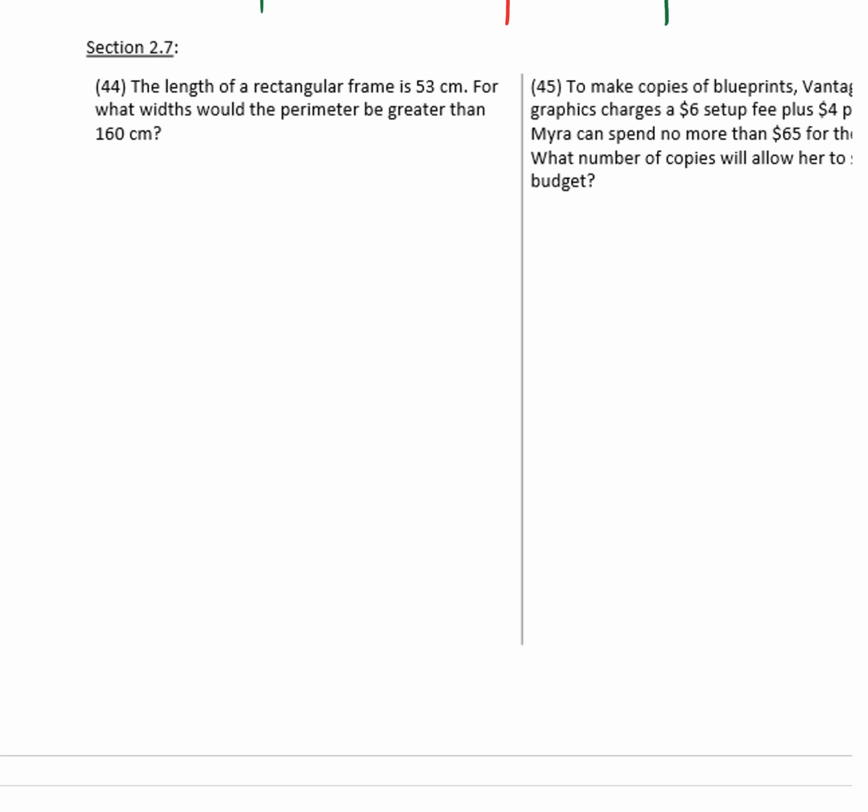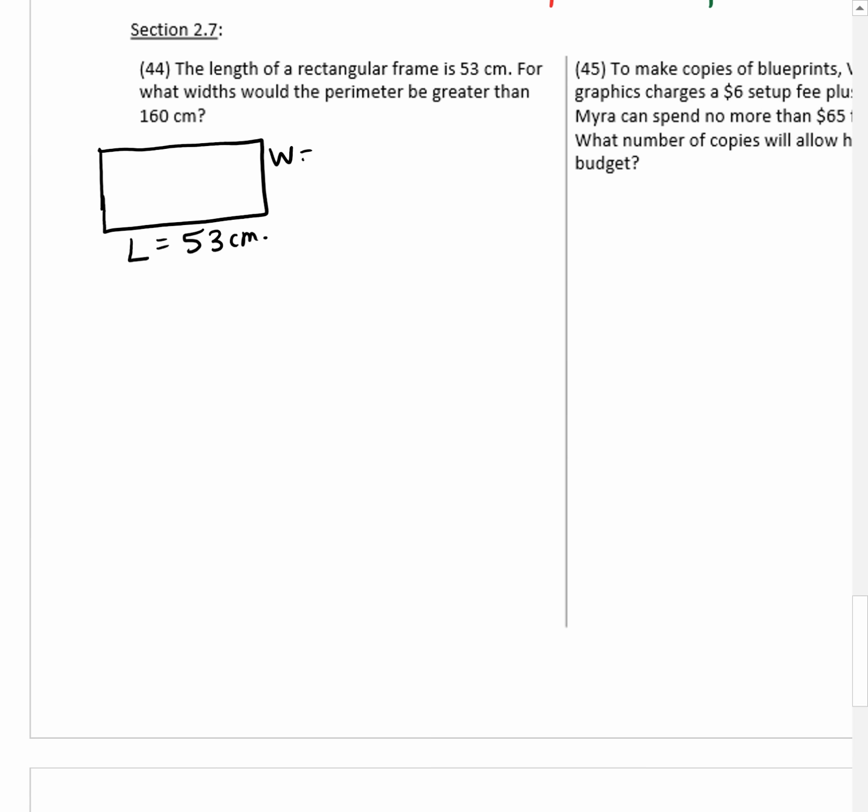So it says the length of a rectangular frame is 53 centimeters. Alright, since they're talking about a shape, I always like to draw a picture. It helps me visualize better. So it doesn't really matter which one you call which. Maybe I'll call this the length and this is the width. So it says the length is 53 centimeters. Okay, so we know the length, we don't know the width. For what widths, okay, so I guess we're trying to find the width. Width is question mark. For what widths would the perimeter be greater than 160?